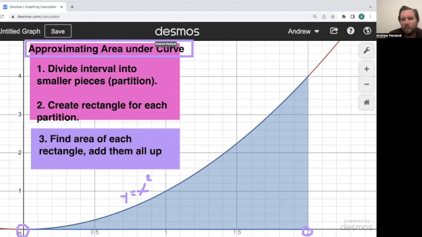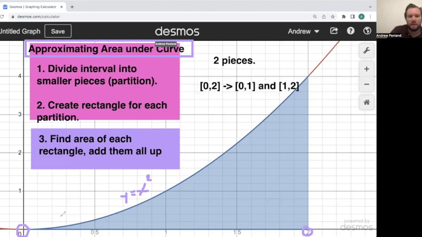How many pieces I do is up to me. The more pieces I do, the more accurate the estimate will be. And how I actually create the height of the rectangle is also up to me. So let's see what this looks like. For my first example, I'm just going to do two pieces. That means I'm going to take this interval, 0 to 2, and replace it with two smaller intervals, from 0 to 1 and 1 to 2.